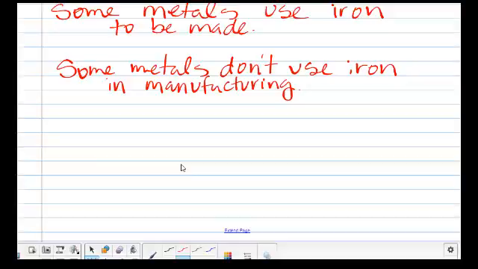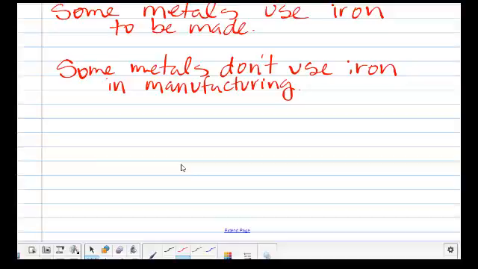Okay? In fact, we would say that some of these metals that we use that have iron in it, we mix it with others to make different types of metal. For example, you guys have heard the word steel, right? Yeah. Steel. Steel is a metal that is combined with other types of metals to make a stronger metal. Okay, that's what we would call steel.